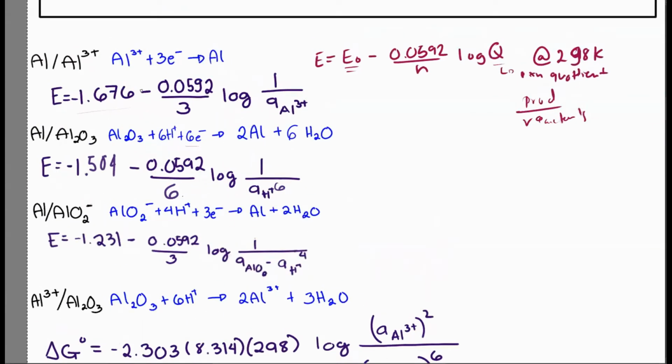For our three reduction reactions, we get these. For AlO2 minus, E is equal to negative 1.231, which is its E naught, minus 0.0592 over 3, logarithm of 1 over AlO2 minus activity of H plus raised to the 4, since only these have concentration: AlO2 minus and H plus raised to the 4. Electrons have an activity of 1, Al activity 1, H2O activity 1, and AlO2 minus has an activity. So we have this.